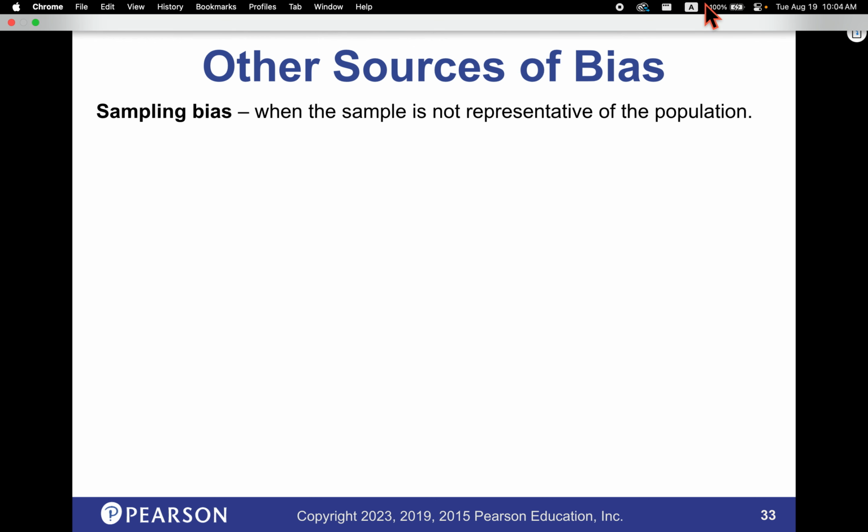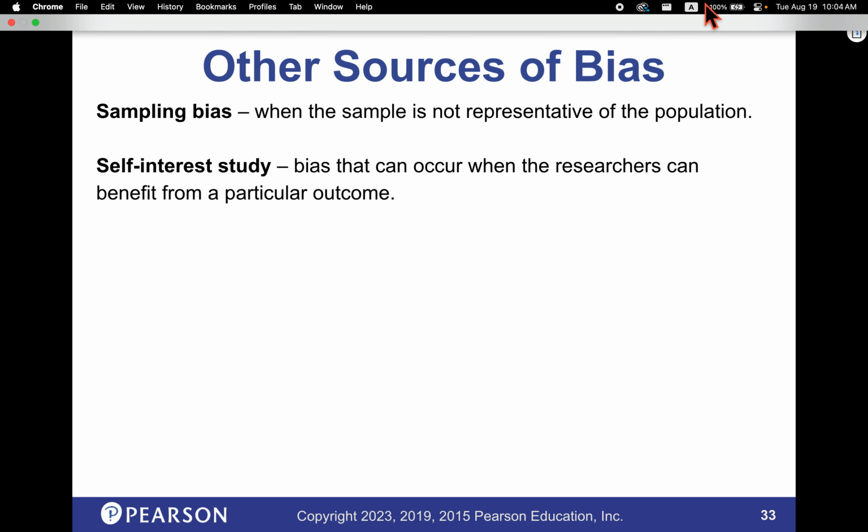There's sampling bias, so if we don't take a good sample, and again, a convenience sample is very prone to biases, but even random samples can somehow get some bias that slips into it. So sampling bias. Self-interest study, I've spoken about this a little bit. If a researcher is getting grant money, especially for medications, and they can make a lot of money if this medicine is approved, there's that self-study bias.